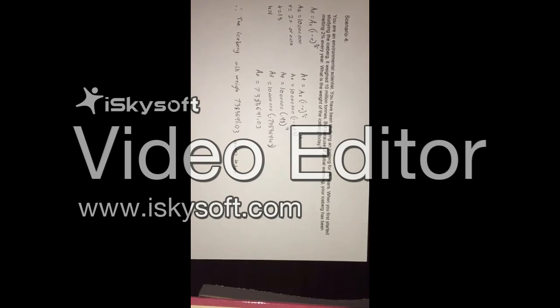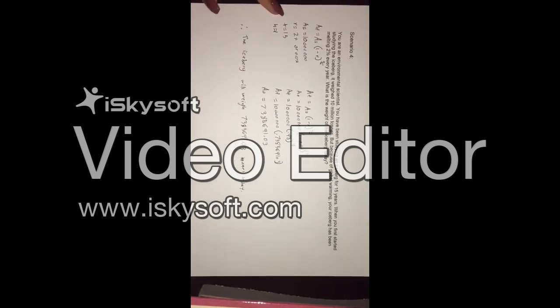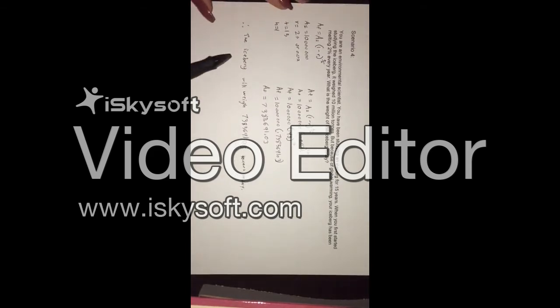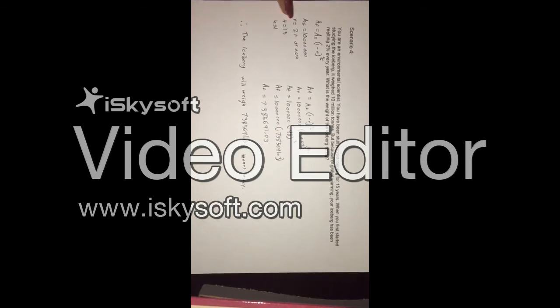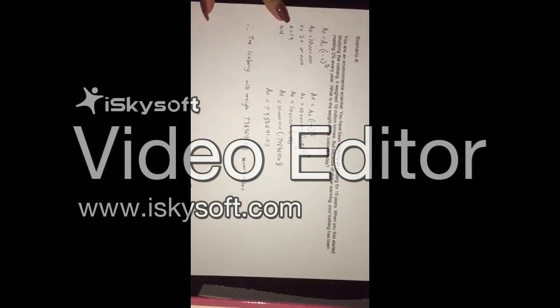After solving using the same method as scenario 3, we would figure out that the iceberg has melted by 2% every year for 15 years. So that would mean our rate is 2% or 0.02. The time is 15 years and the period is 1. After solving using the formula, we figured out that the iceberg will weigh 73,856,091 tons today.